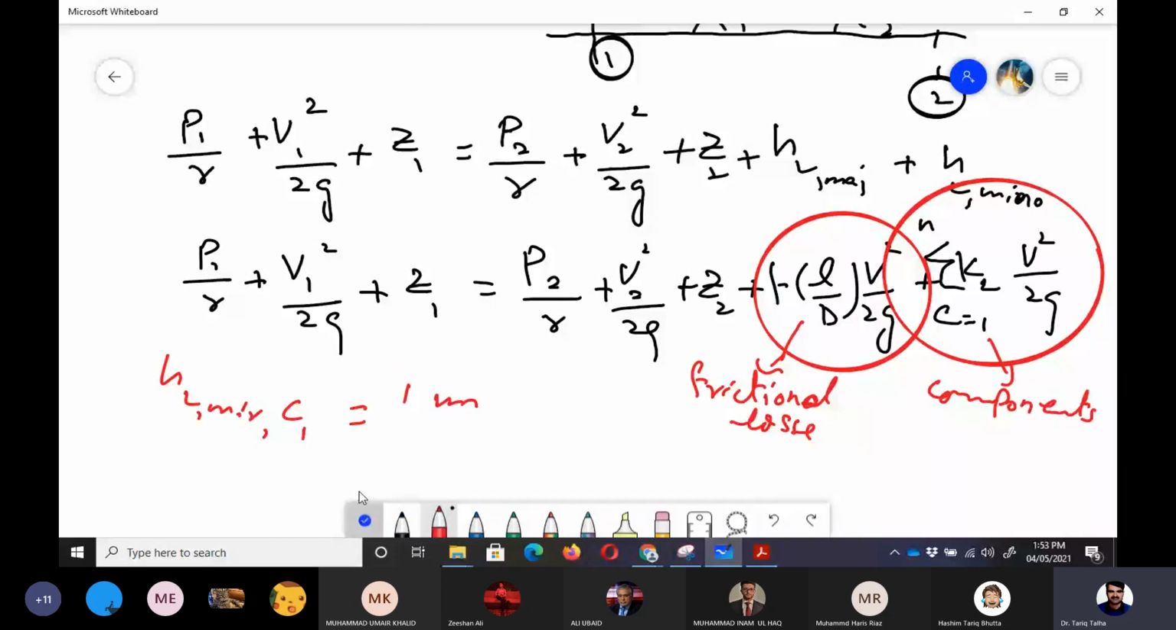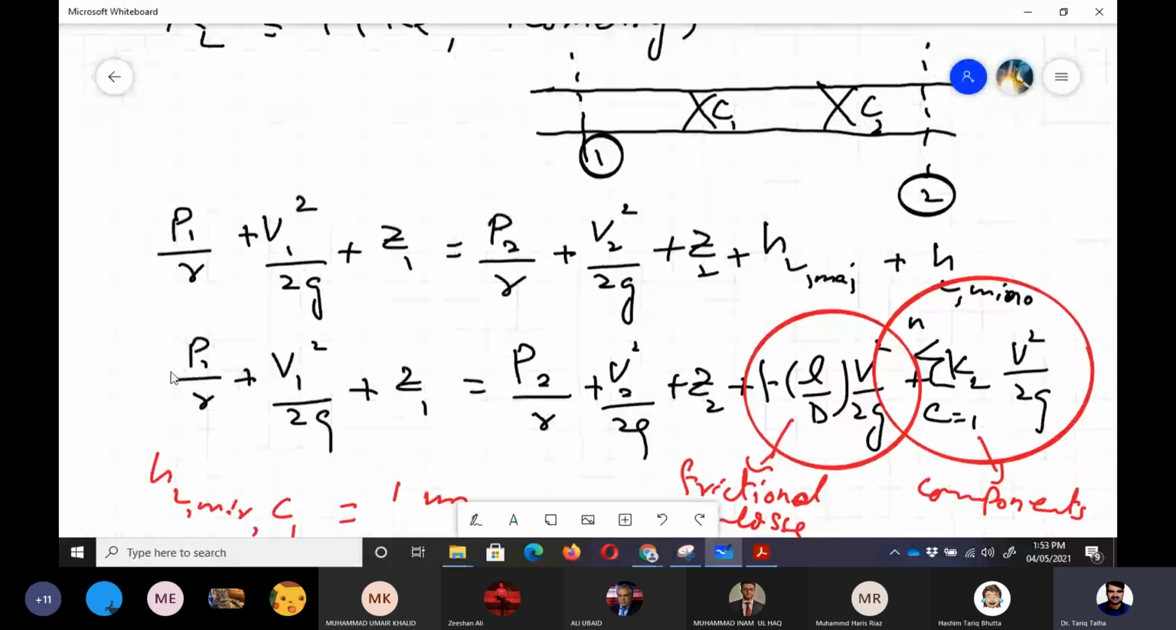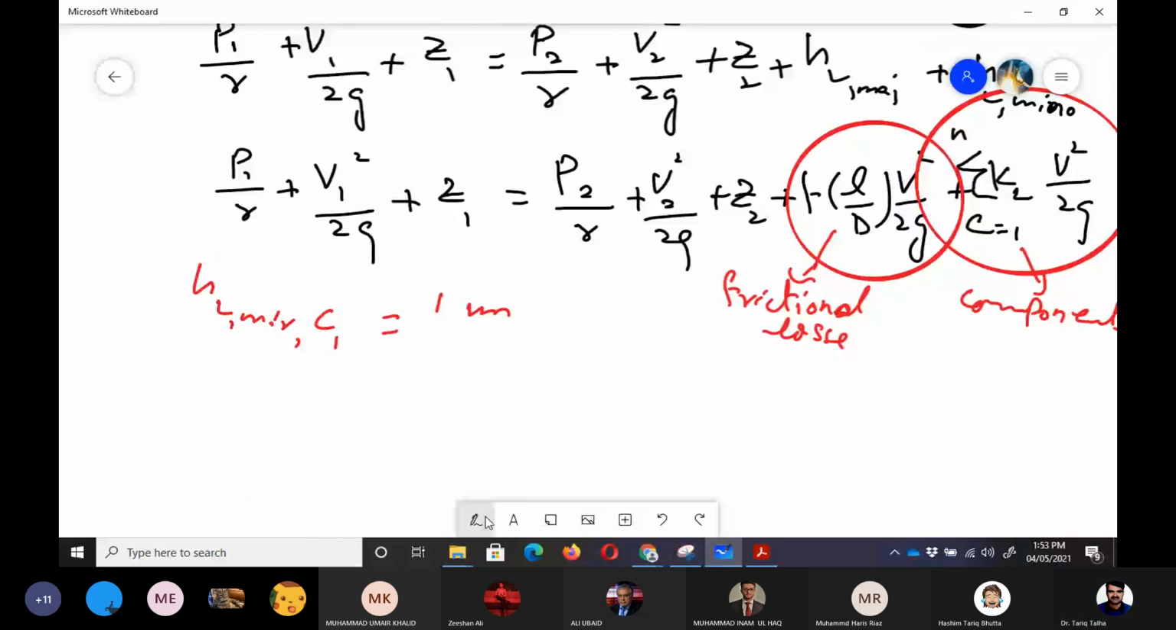Now, in some piping systems or in some practical cases, there is a concept that we replace this loss, which occurred due to this component, with a straight pipe which produces the same loss as this component, for calculation purposes. We call that concept equivalent length.